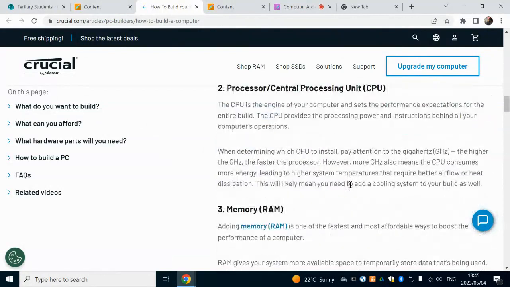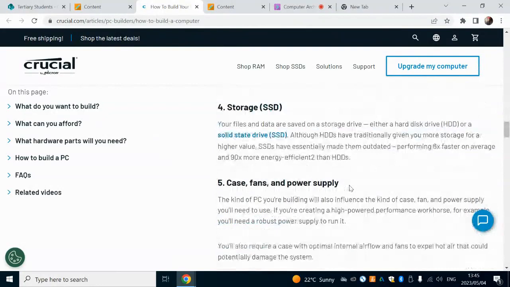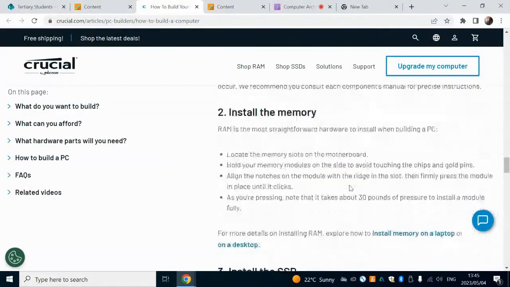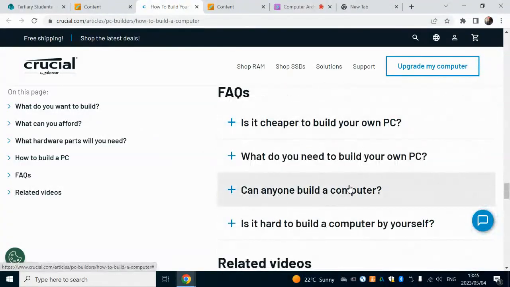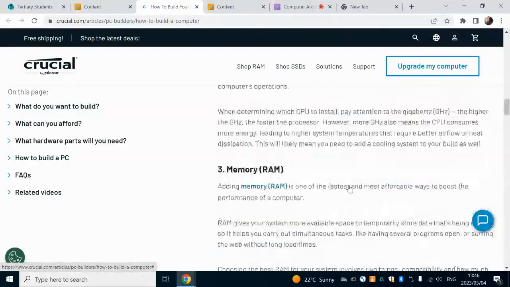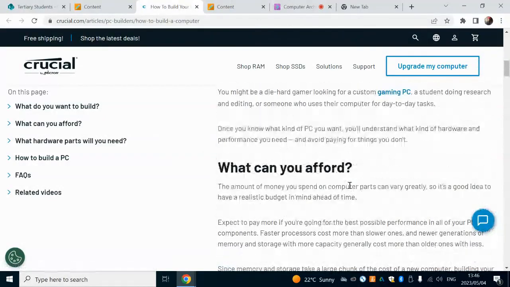And then the CPU, different types of CPUs, the RAM. So this is giving me a very summarized version of what to do. And it's very, very simple as well. Test your system, and then there are some frequently asked questions, or FAQs. Can you see this is a short article that tells me what the key points are here?